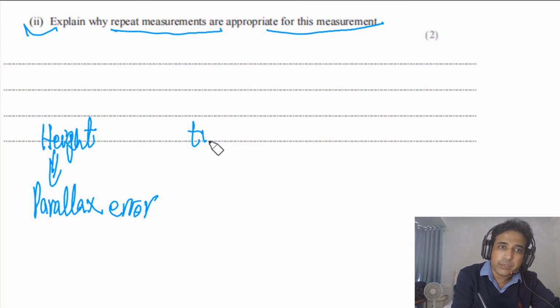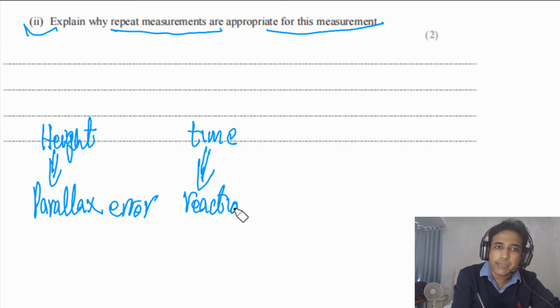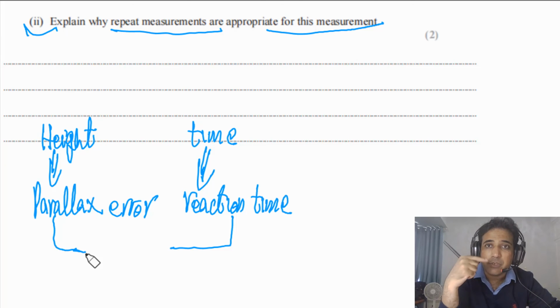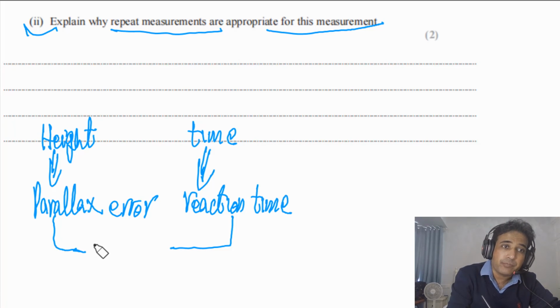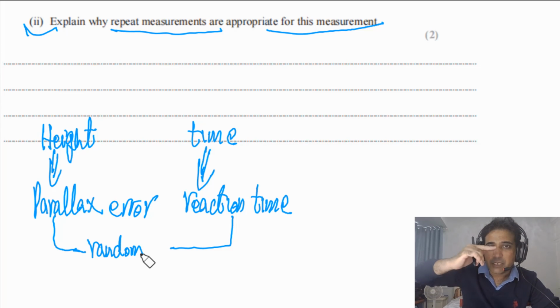And we also need to measure time, in this case time for 10 seconds. So when we are measuring time, due to reaction time there can be errors. Now if we repeat these measurements, the value of parallax error will be a bit different. It can be slightly higher, it can be lower than the actual value. And reaction time also can be a little bit higher, a little bit lower every time when we repeat. So we can simply say these two will cause random error because the readings will be sometimes higher, sometimes lower. So that is random error.